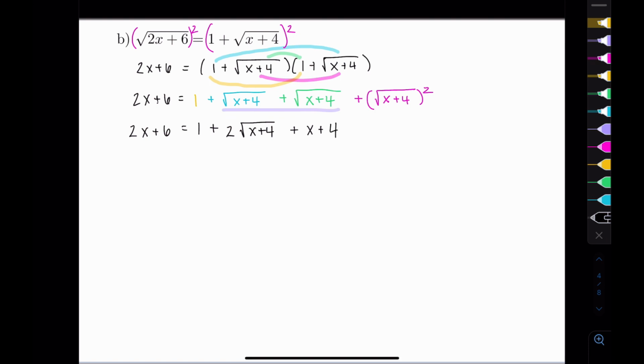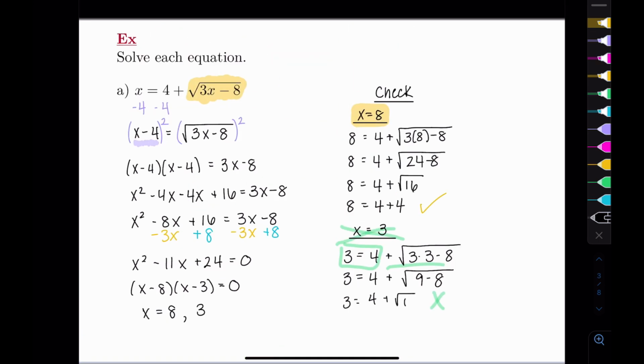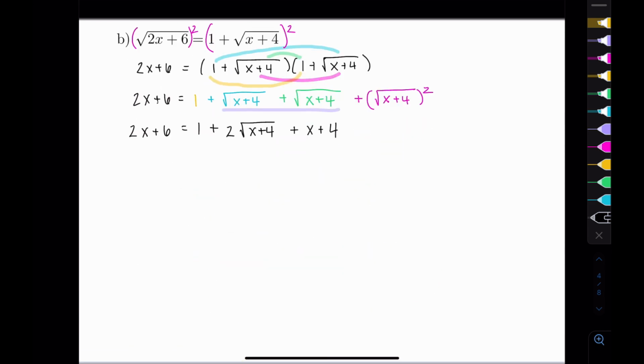Okay. So what we've done is we've gotten rid of one of them, but now we still have the second square root remaining. So it's very similar to this last problem now. I now just need to get this radical by itself and square both sides. So I have a little bit of algebra to do. I can condense some stuff on the right. We have a single x, but then 1 plus 4 gives us 5. And then we've got 2 times this square root.